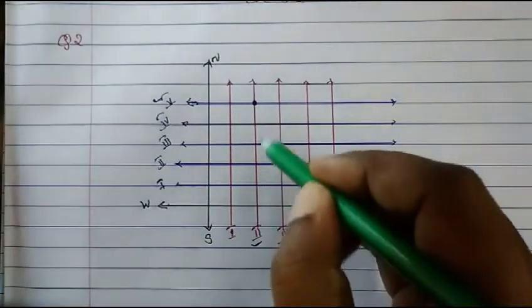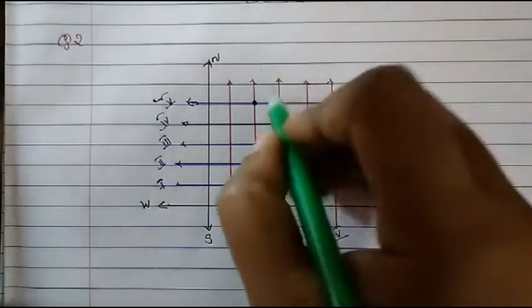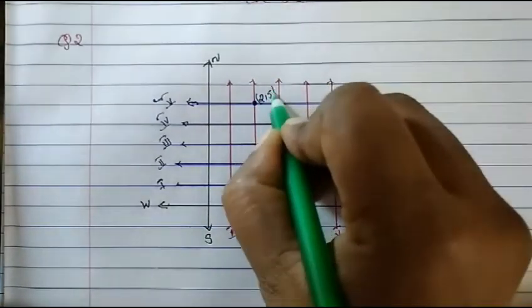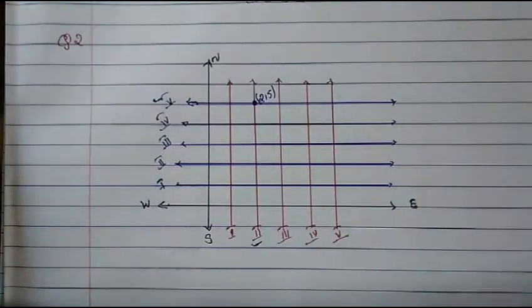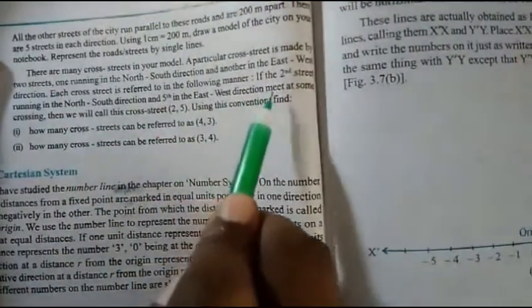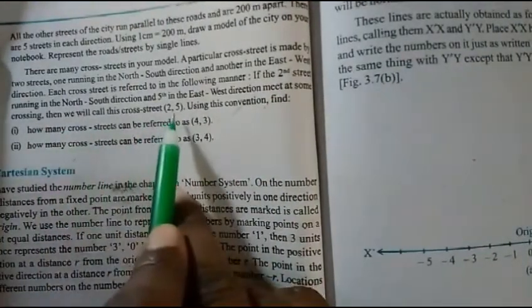So the second one is meeting at this point and the fifth one is meeting at this point, and we name it as 2, 5. This cross street we name it as 2, 5. You can see here. So if the second street running in the north-south direction and fifth in the east-west direction meet at some crossing, then we will call this cross street 2, 5.